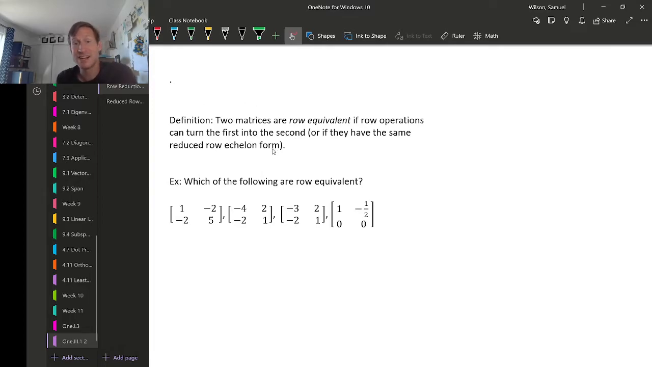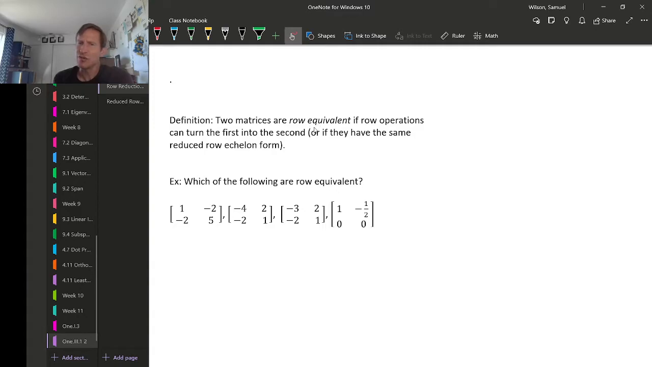To make sure we understand what this definition means, let's check which of these four matrices are row equivalent. One thing to notice is row operations can never change the size of a matrix. No row operations change the number of rows or the number of columns of a matrix. So it only makes sense to ask about row equivalency if the matrices have the same size. Matrices that don't have the same size will never be row equivalent. So it only makes sense to ask this question if these matrices have the same size, and they do. They're all 2 by 2.